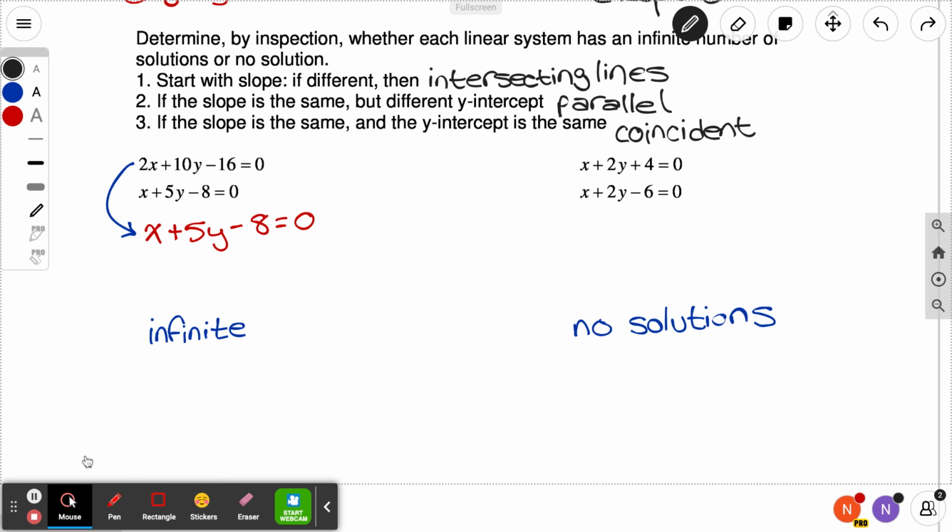For the example on the right, we can kind of analyze even without having to rearrange. Look at your x and your y terms. Being the same like that tells us we're going to have the same slope, but this constant number at the end, plus 4 and minus 6, tells us we'll have a different y-intercept and therefore no solution.